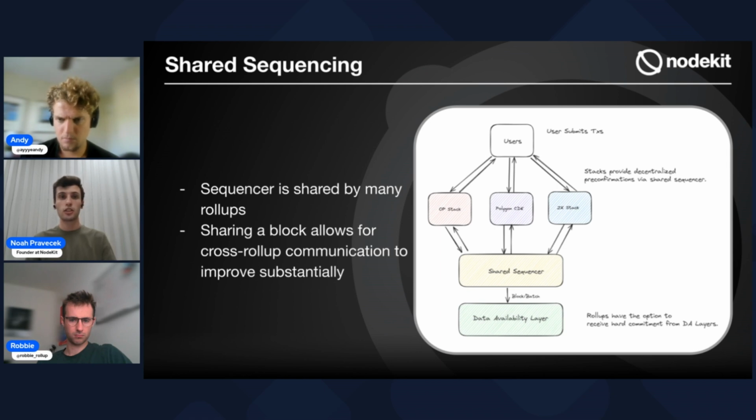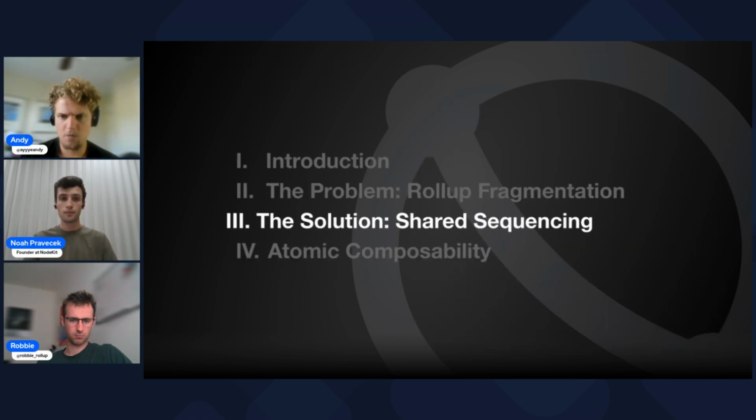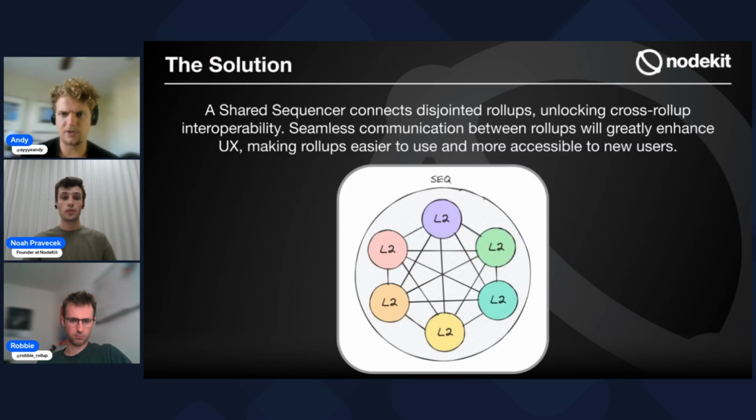And I'll explain later in the slideshow what the main differences are between those, because there's a lot of differences, and the end user would be able to use one of those options, but they probably wouldn't use the other. So essentially, a shared sequencer serves to connect all these disjointed rollups, unlocking cross-rollup interoperability.